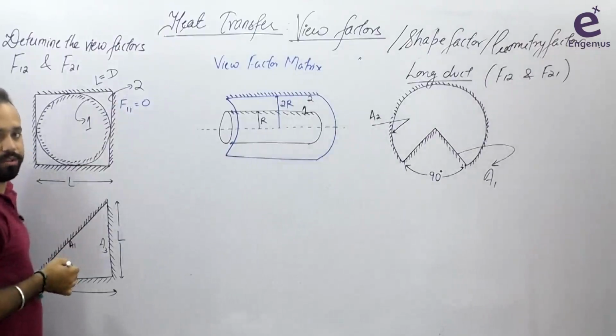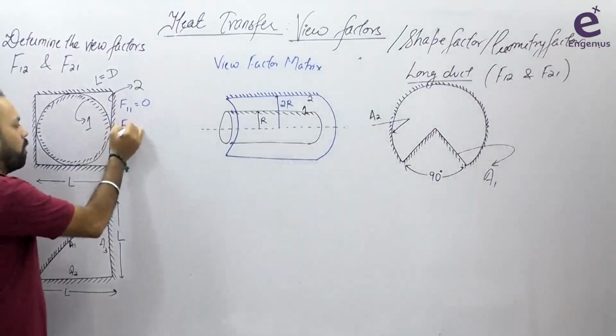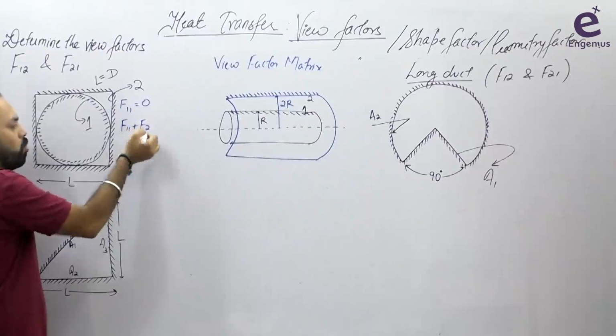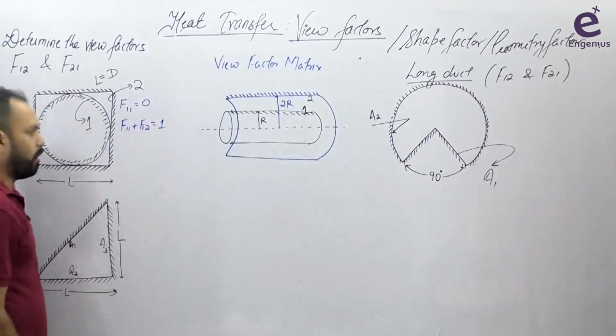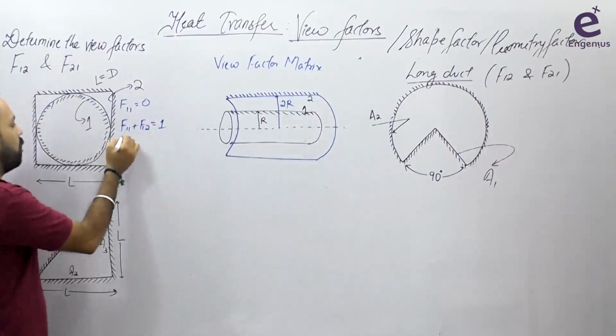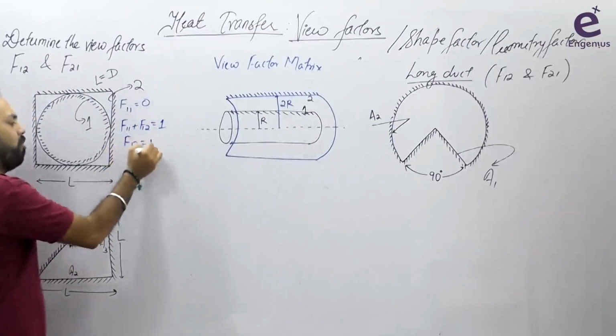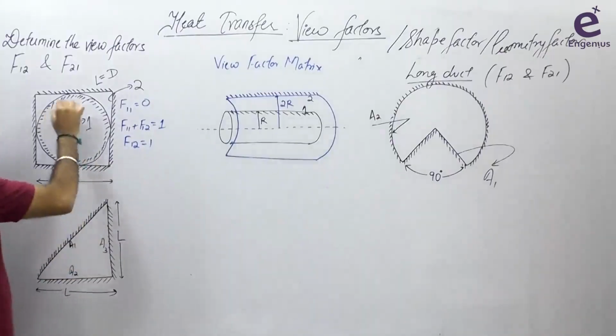Is it an enclosure or not? Yes or no? So F11 plus F12, because there are two surfaces only, must be equal to 1. Right? From here, I get that F12 is equal to 1. It is obvious also. This is surface 1.